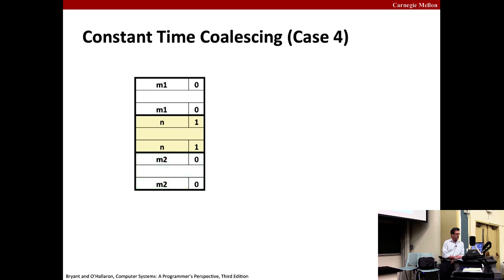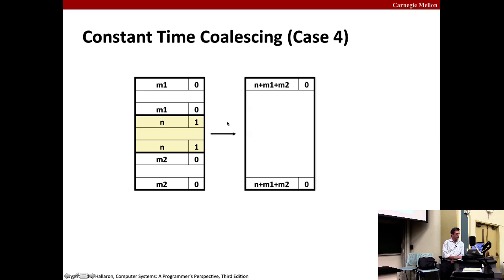And then in the case where both the previous and the next block are free, we create a single block that's the sum of all 3 of those sizes. Okay, so is that clear to everybody?